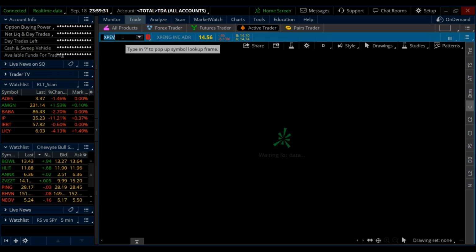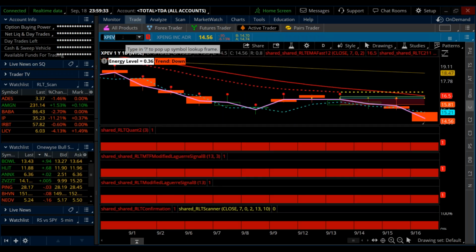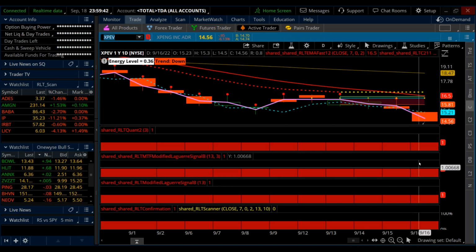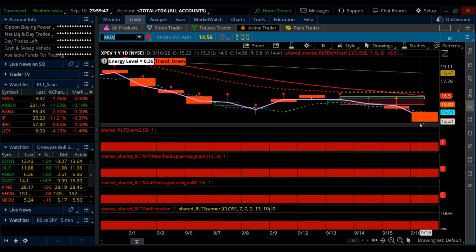XPEV is another short potential setup. Again, you see the same thing repeated over and over. The dynamic compression zone is creating a break right here. The Compass System is putting this in there for us. The Compass System is telling us that all the institutions are selling XPEV. So a break below Friday's low would be an entry for us on a short on this one.